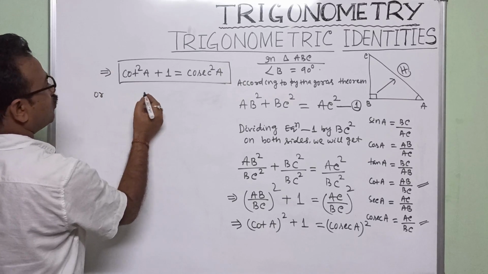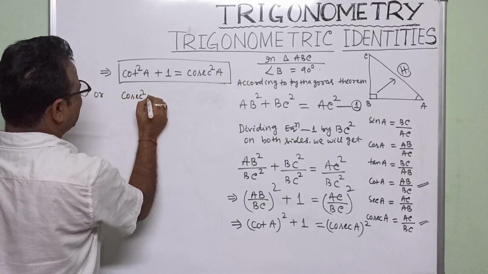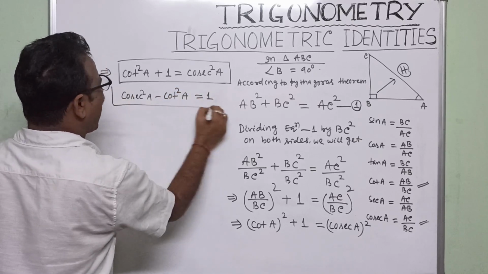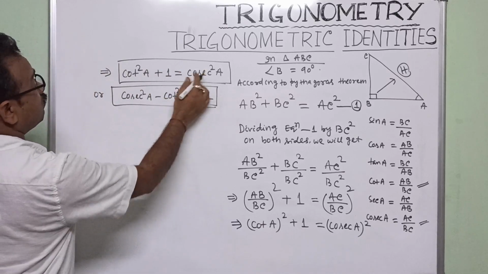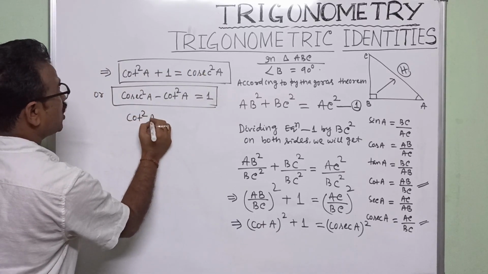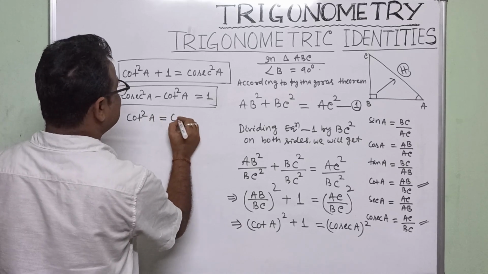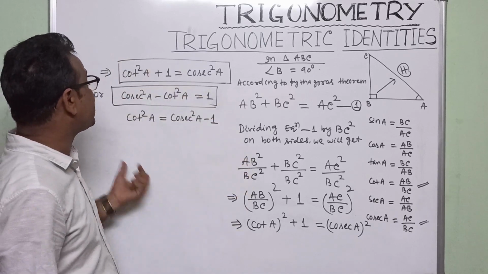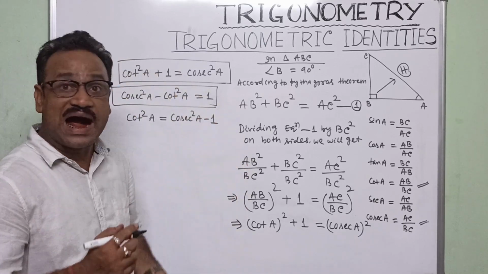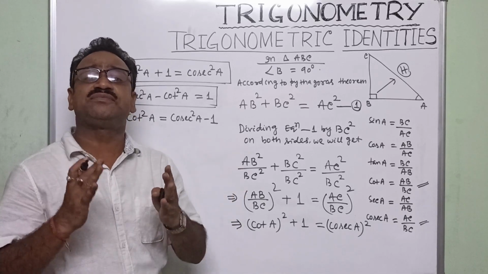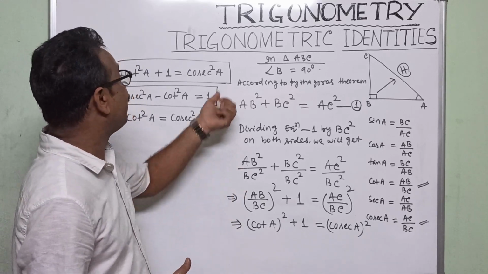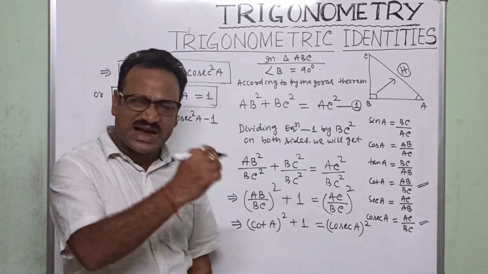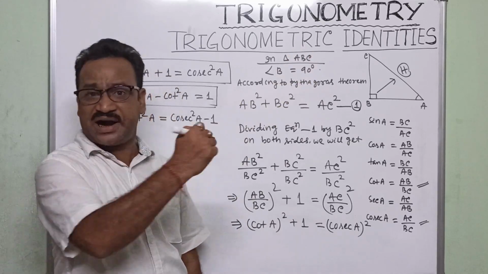Or we can write cosec square A minus cot square A is equal to 1. And how to find cot square A? Cot square A is equal to cosec square A minus 1. So here we are expressing the trigonometric identities, and how different types of questions come by applying them. Now let us discuss different examples related to trigonometric identities.